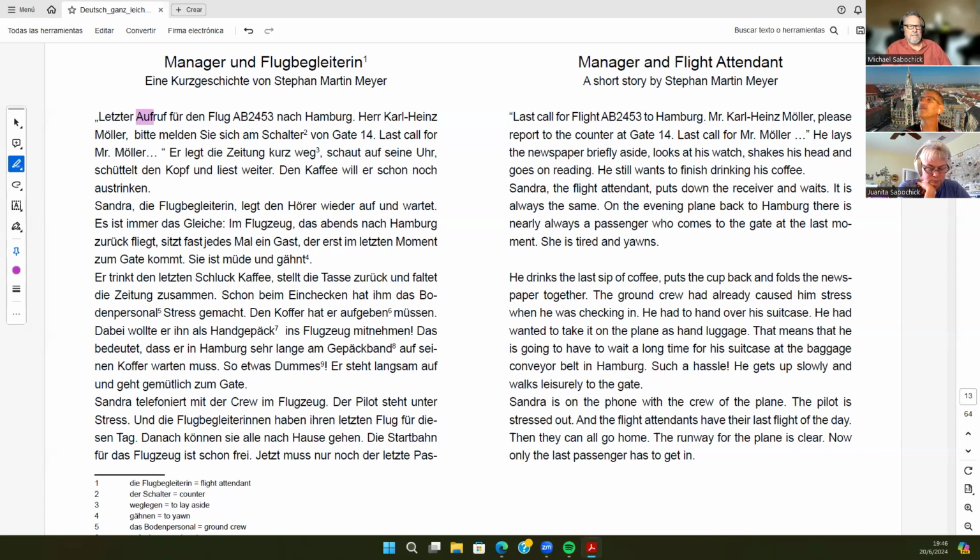Okay. So we have a reflexive. Oh, melden Sie sich. Okay, please take yourself. We have a reflexive verb, sich melden, which means to report. To the counter, so Schalter. To the counter at gate 14. And then English, then.